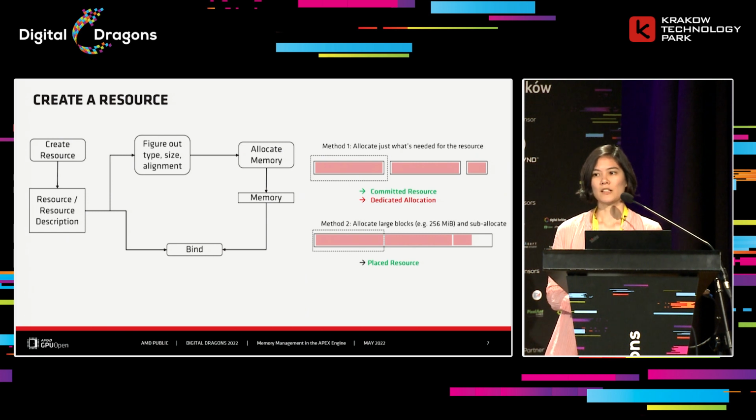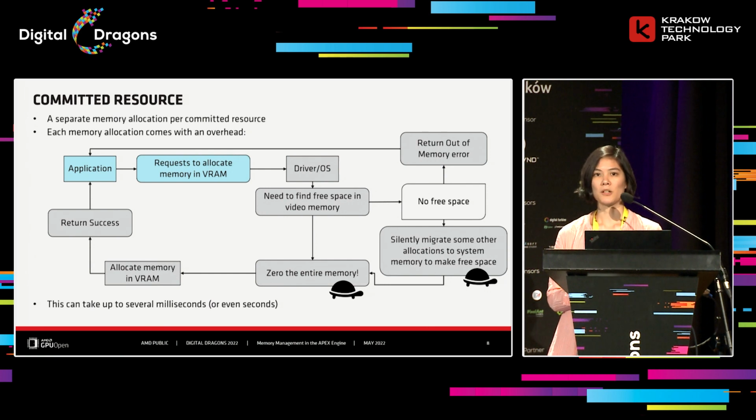And typically, common size of these memory blocks are, for example, 256 megabyte. But it really depends. Let's first talk about committed resource. And as I said, for a committed resource, you allocate just the right amount of memory. So when you create the committed resource, this also means that you are allocating memory.